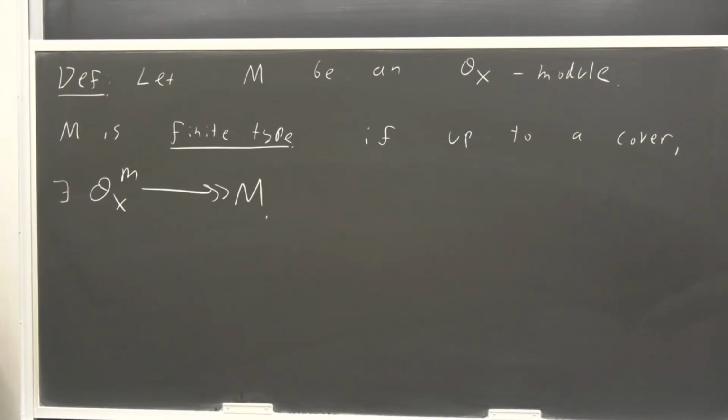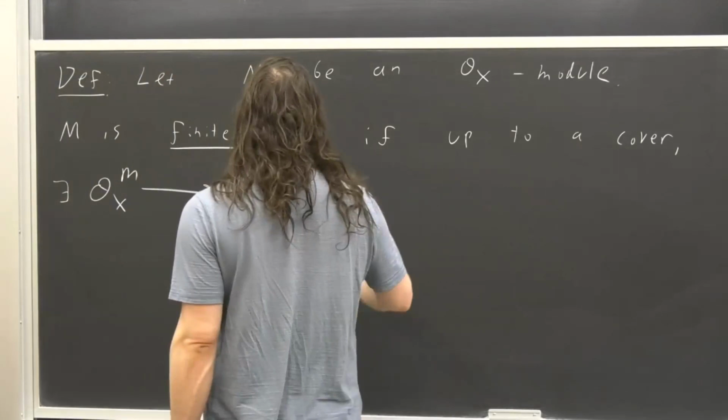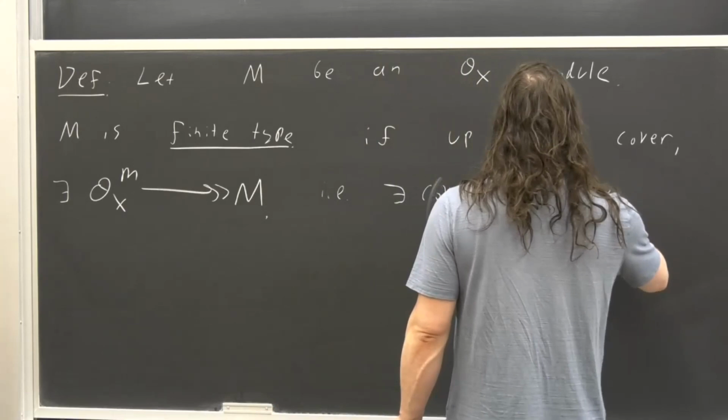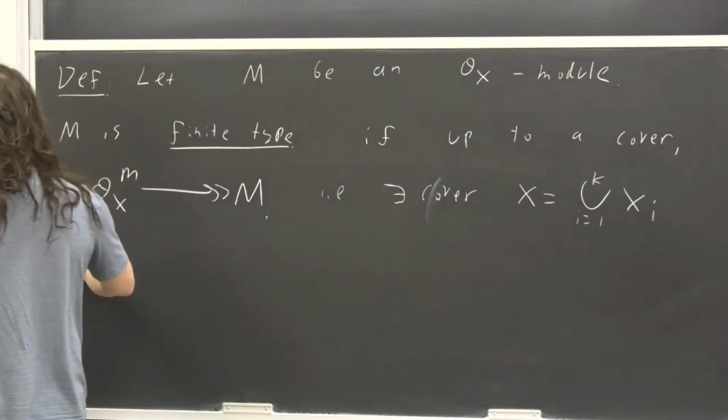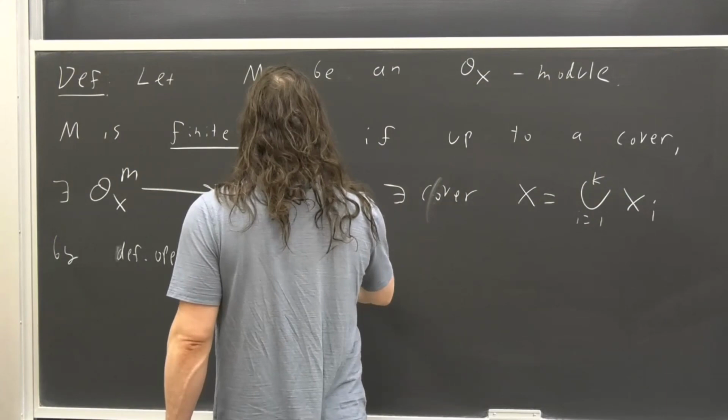So what you would like to say is that there is a surjection like this, but that's too strong. What you want is for this to be true locally. And so what this means in our setup with our definable site is there exists a finite cover, X is the union for i equals 1 to k of X_i by definable open sets X_i, and there exists for each of these X_i this kind of surjection.